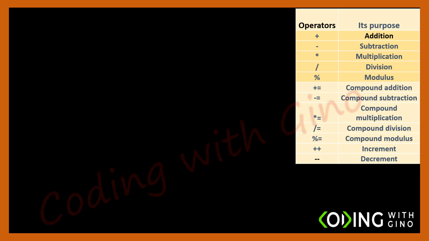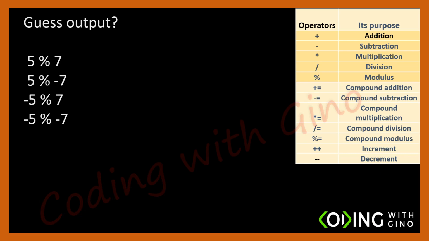Let's test your knowledge of the modulus operator again. What is 5 mod 7? Very simple, it's 5. 5 mod negative 7? Again, it's 5 and not negative 5, because the numerator is positive. How about negative 5 mod 7? You guessed it. This time, it's negative 5. And lastly, negative 5 mod negative 7? It's negative 5 again because the numerator is negative, so as per the rule, the answer is negative 5.